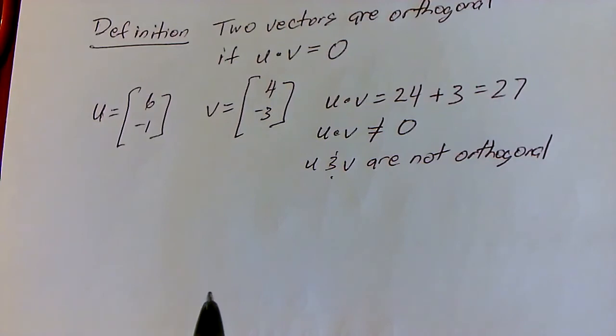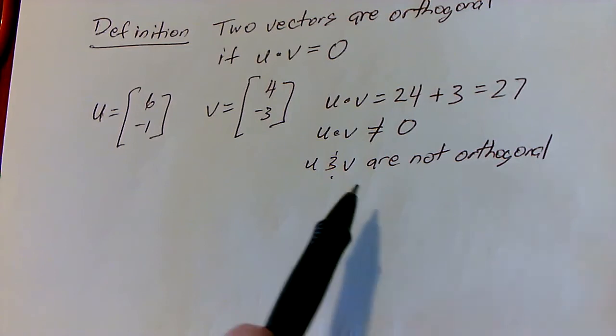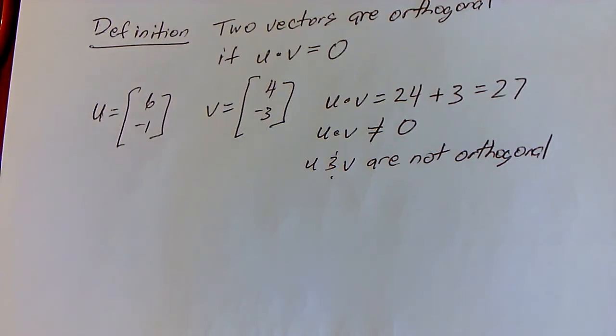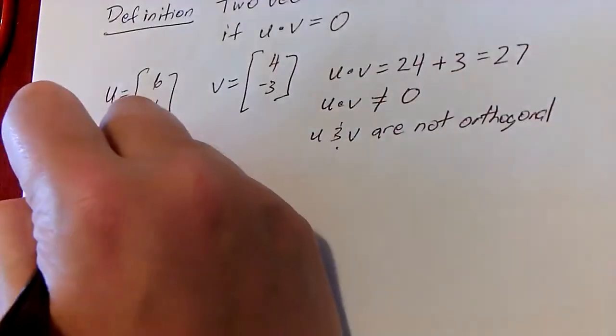Okay, now you can imagine as you go to higher spaces, R3, R4, R17, a right angle becomes harder and harder to define or to see. So this gives us a way to quickly find, okay, is their dot product 0? They're orthogonal. If their dot product's not 0, they're not orthogonal.